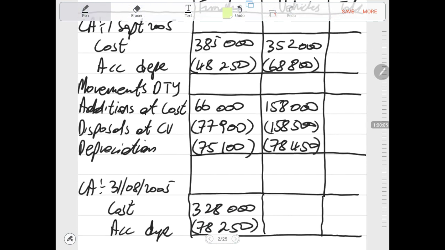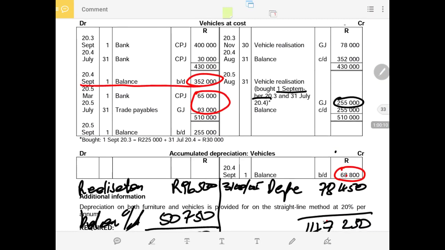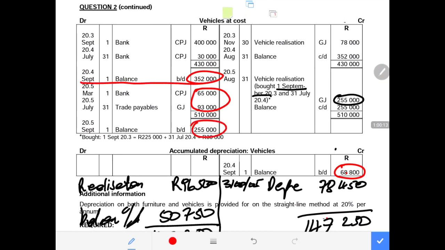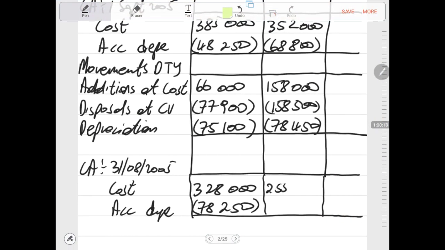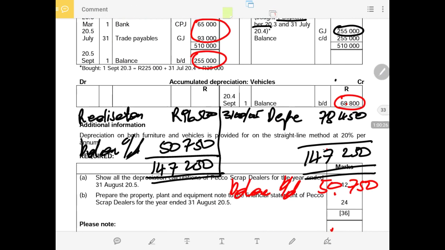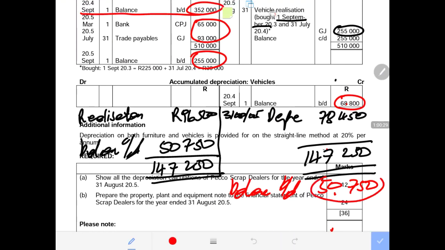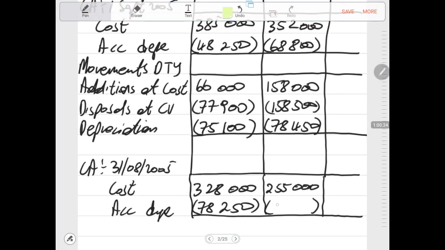Then now that this is done, I go to the closing balance. Closing balance of motor vehicle is 255,000 rands. Balance at the end of the year, 255,000 rands. That's all that I want. This is the closing balance at the end of the year. I need the closing balance of the accumulated depreciation now. Closing balance of the accumulated depreciation is accurately calculated as 50,750.